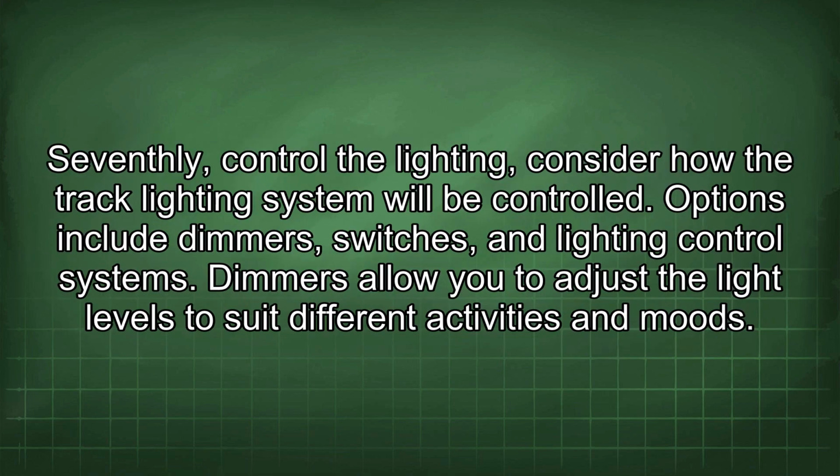Seventhly, control the lighting. Consider how the track lighting system will be controlled. Options include dimmers, switches, and lighting control systems. Dimmers allow you to adjust the light levels to suit different activities and moods.